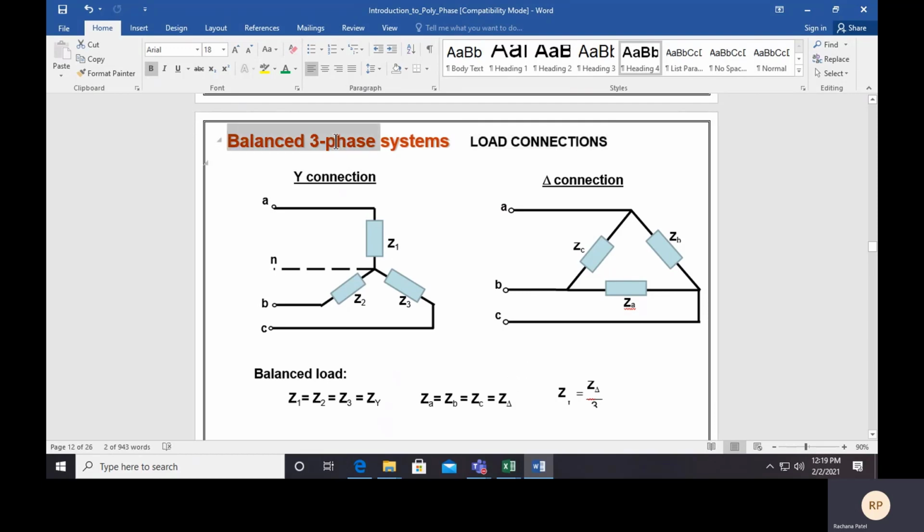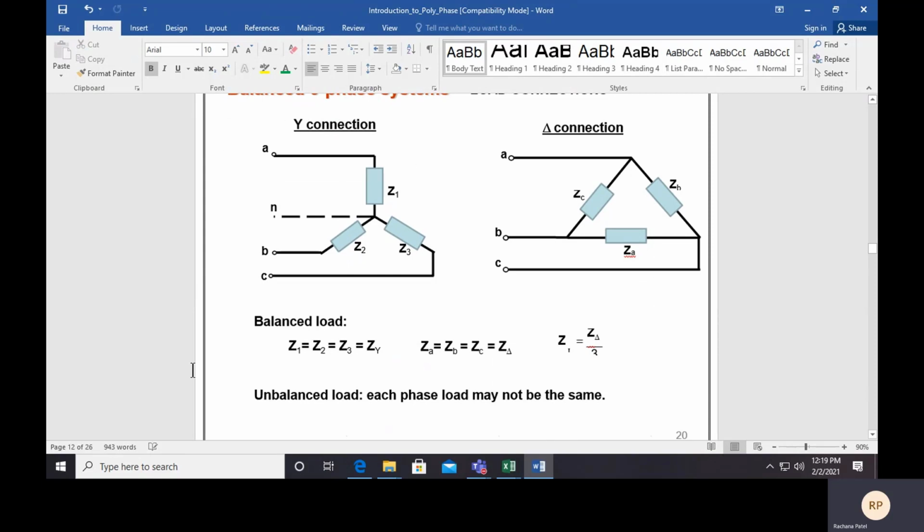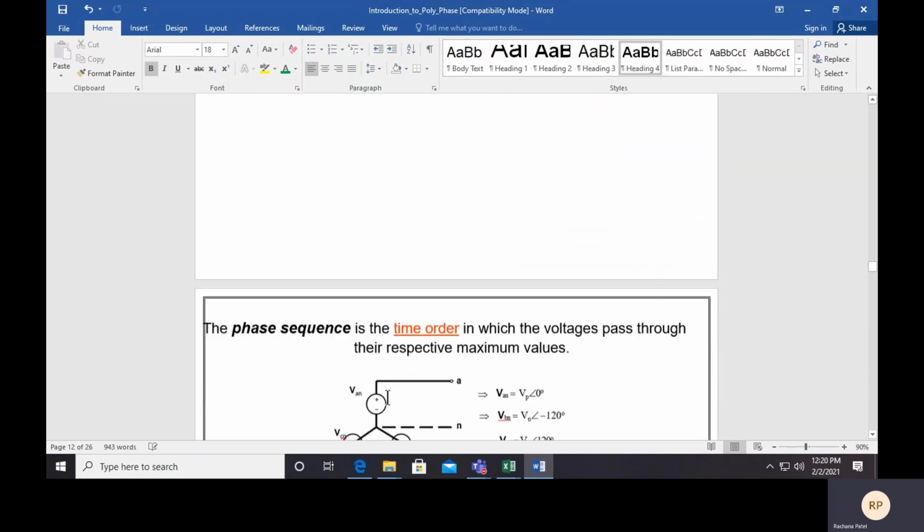What does balanced load, or balanced source, mean? Let's say for this diagram, if the values of Z1, Z2 and Z3 are exactly equal to each other, then we can say this is a balanced load, either for star or for delta. And what does unbalanced load mean? Each phase load may not be the same. The impedance of each phase will not be the same. The current drawn by each phase obviously will not be the same. So there is a difference between balanced load and unbalanced load.